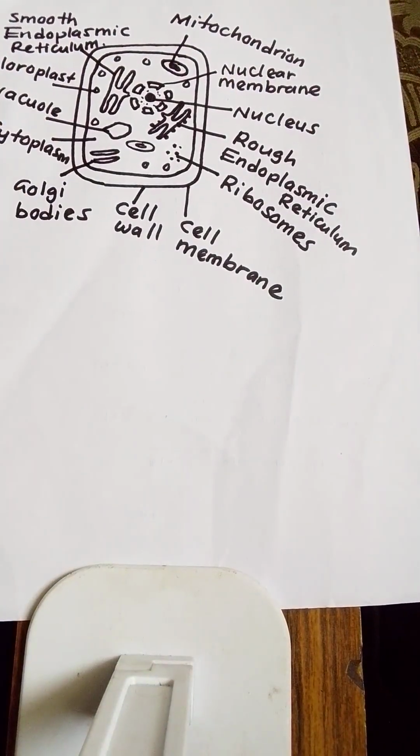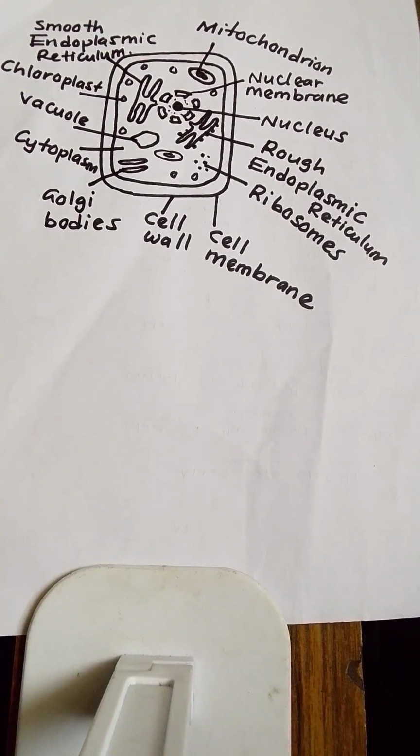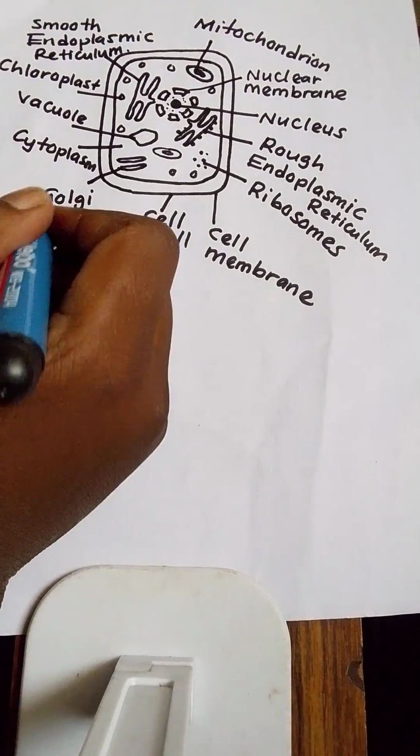So these are the parts of a detailed plant cell. Now let's try to go through the functions of these parts. I'll just explain, I won't write because of space. I'll start with the Golgi bodies.